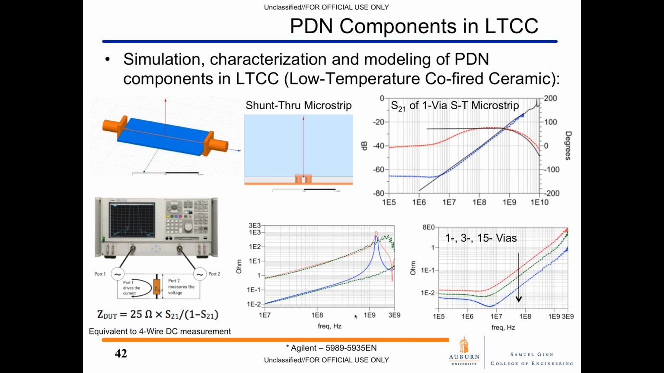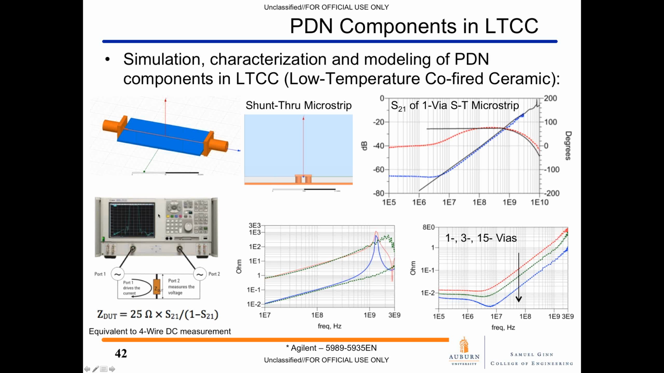So we've modeled a pile of different power distribution network components. Here I've pulled out one where we're looking at some structures in low temperature co-fired ceramic. And the basics of this characterization technique are shown in the bottom left, where we use a low frequency network analyzer in I'll call it a shunt through configuration. So port 1 and port 2 are shorted together, and then the DUT impedance is seen as a parasitic impedance across the 50 ohm impedance of port 2. When you do this, you can pull out the complex impedance of that device structure. And so this is equivalent to a 4-wire DC measurement where you use that to cancel out any contact or wire resistance.